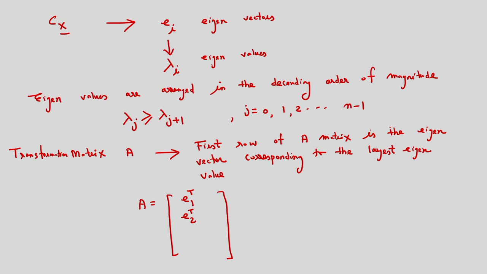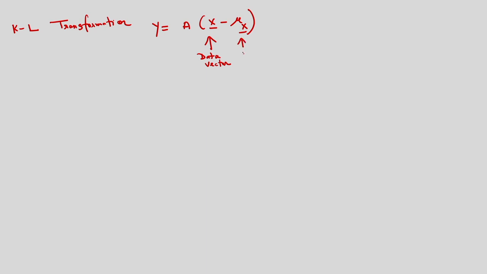After this, I will go for the transformation, and that is nothing but the KL transformation. What is the KL transformation? The transformation I can write like this. And this transformation is actually the KL transformation. KL transformation is Y is equal to A. A is the transformation matrix. X is the population vector. And the mean of this vector X. So here you can see, what is X? X is nothing but the data vector. And this mu X is the mean vector. So I am getting the transformation. The transformation is Y is equal to A times X minus mu X. So the transform data is nothing but the Y. Y is the transform data. The original data is the X.